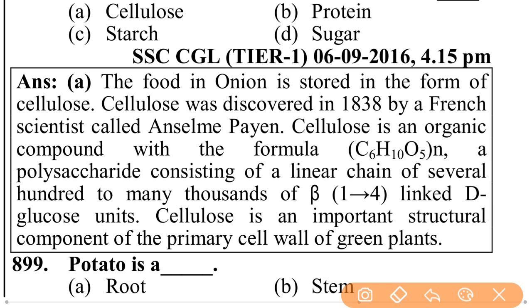Cellulose is an organic compound with the formula C6H10O5, a polysaccharide consisting of a linear chain of several hundred to many thousand beta-linked D-glucose units. Cellulose is an important structural component of the primary cell wall of green plants.